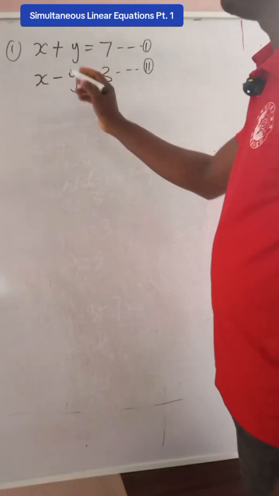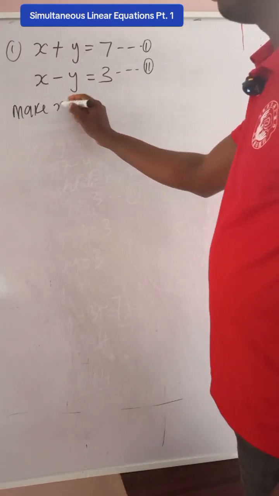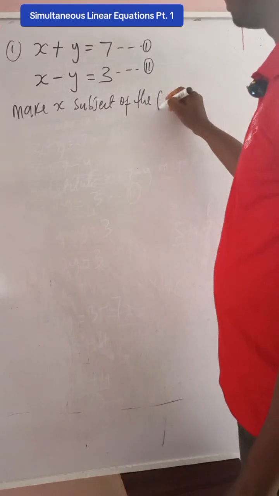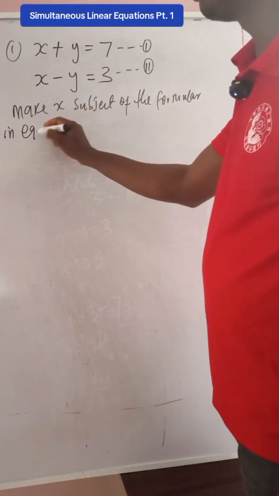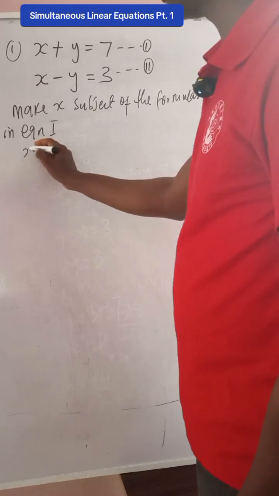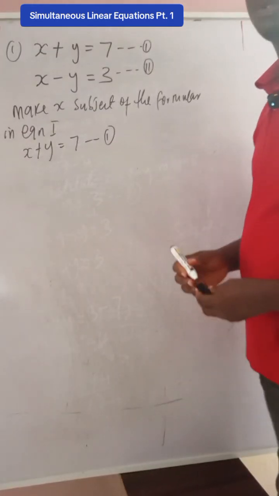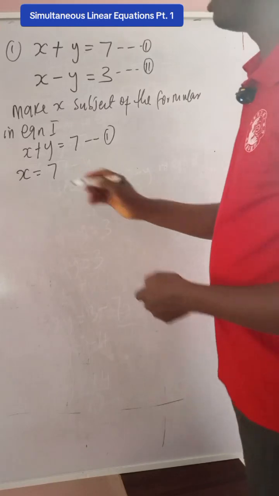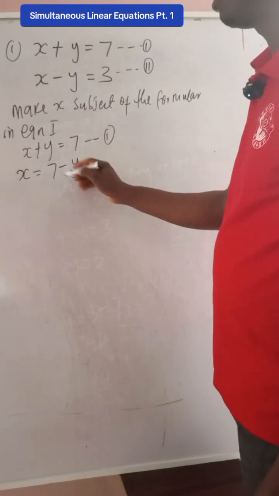So what is the first thing we are going to do here using substitution method? The first thing is that we are going to make x subject of the formula in equation 1. Equation 1 here is x plus y is equal to 7. For us to make x subject of formula, that means x will have to stand alone. So x is equal to 7. Plus y will now cross over to this side. This now becomes minus y.